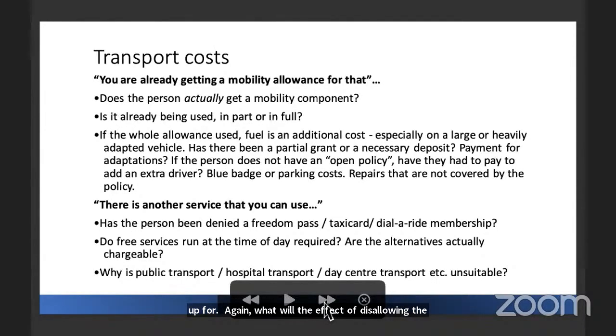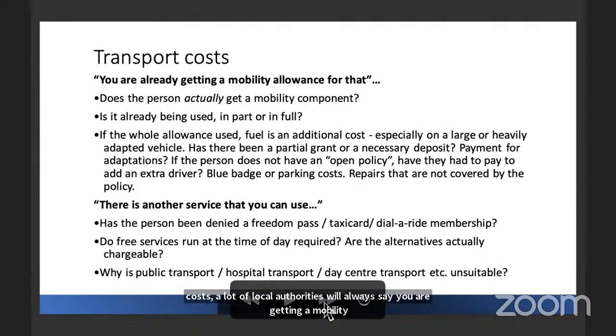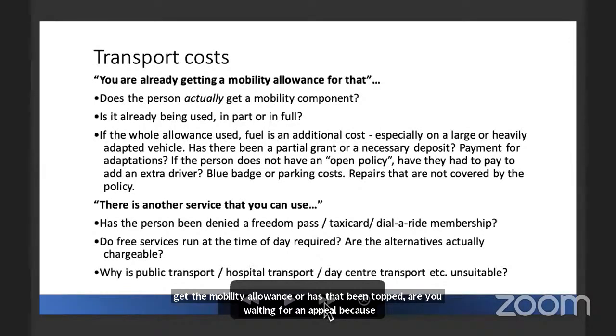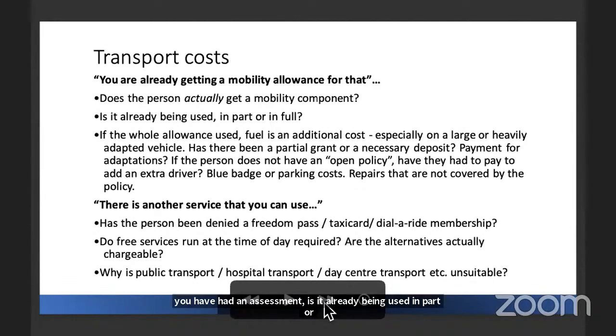And we're getting near the end. So for transport costs, a lot of local authorities will always say you're getting a mobility allowance for that, so we don't allow it. But do you actually get the mobility allowance, or has that been stopped? Are you waiting for an appeal because you've had an assessment? Is it already being used in part or in full? So have you got that Motability vehicle and you're having to pay all of your mobility component to that?